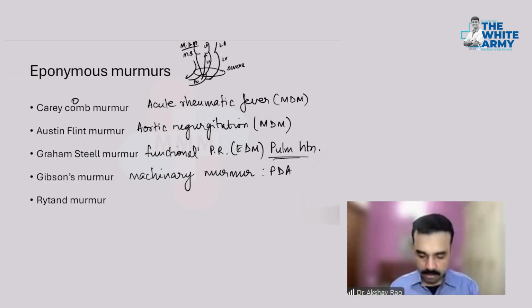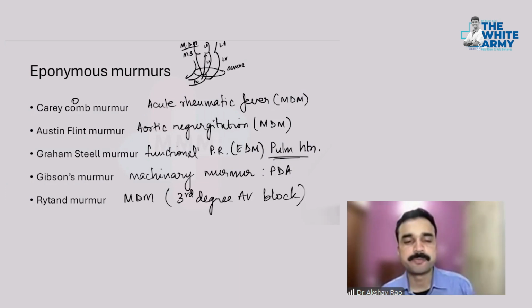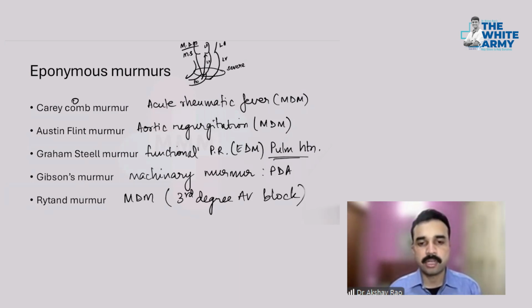Okay, right hand murmur. Right hand murmur is again an MDM, which is produced in patients with third degree AV block. Third degree AV block. Okay, this is right hand murmur. It's an MDM again.